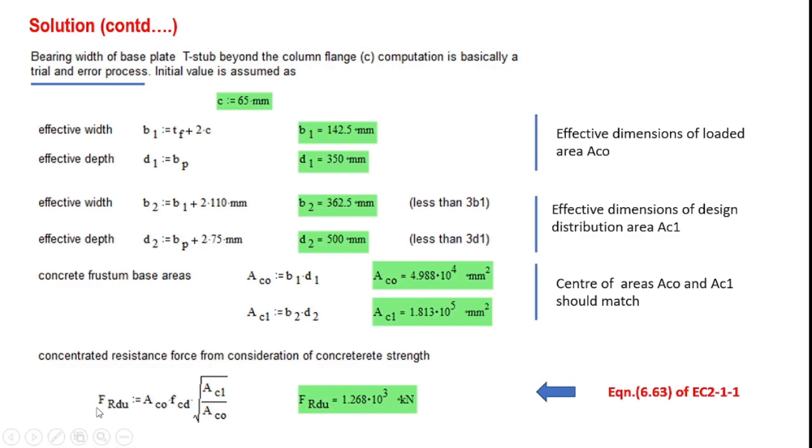So we compute here the design concentrated resistance as AC0 into FCD square root of AC1 by AC0. Obviously, you know that AC0 multiplied by FCD directly provides you the area multiplied by the design bearing strength. And this simple resistance needs to be multiplied by a factor square root of AC1 by AC0, which is obviously greater than 1, and this is on account of the frustum action in concrete under a vertical force. So accordingly, we calculate FRDU as 1.268 into 10 raised to 3, that is 1268 kilonewton. And remember, this formula corresponds to equation 6.63 of EC2 1-1.